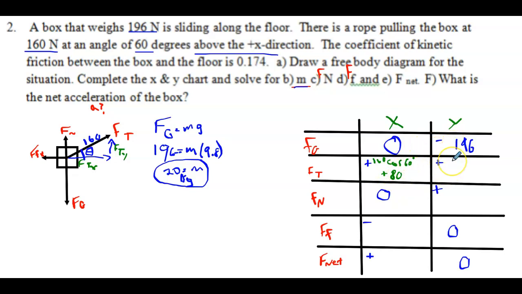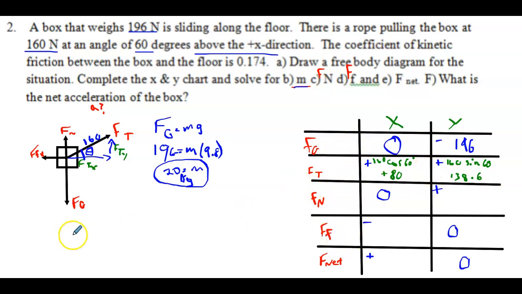We're going to do similar work for the y component of the tension. So that would be 160 times the sine of the angle, which is 60 degrees. This one doesn't round as nicely. It doesn't turn out to be a whole number. It turns out to be 138, and I'm just going to round it to 138.6. Okay, so we're through what we can do.